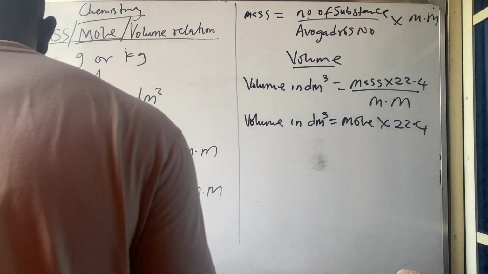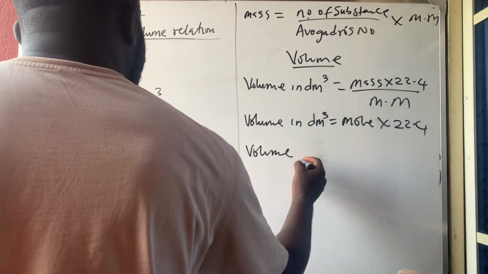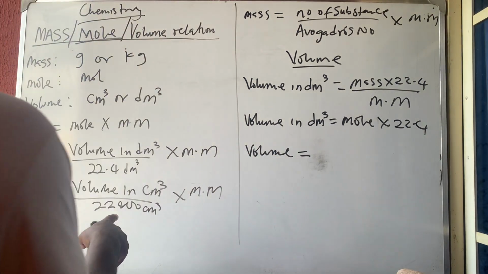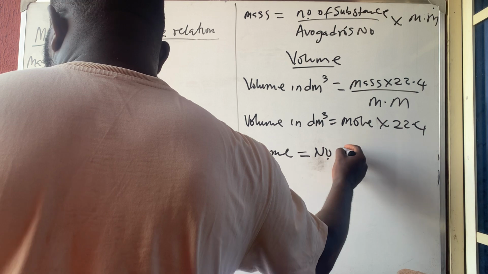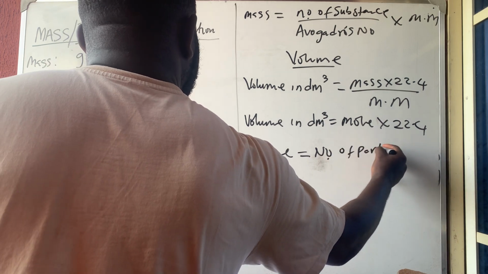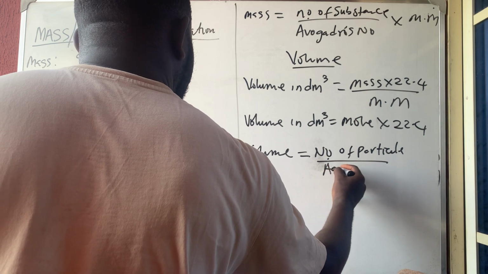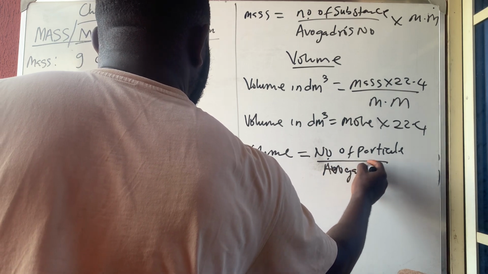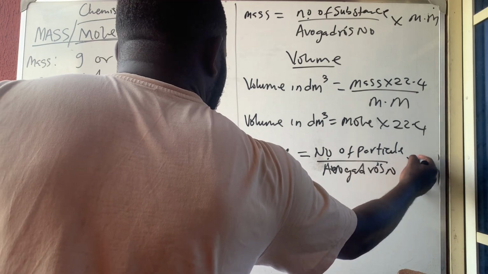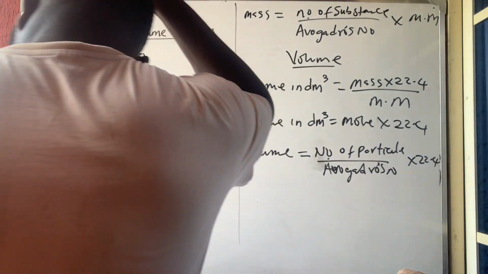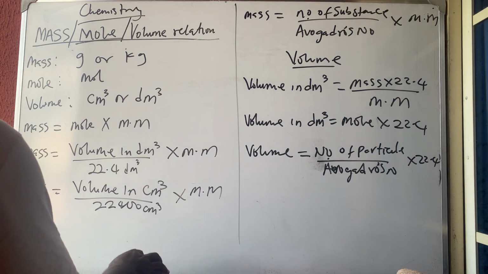So another way to get volume is simply from here we can get number of particles all over the Avogadro's number, times that 22.4. All of them are in dm cube.